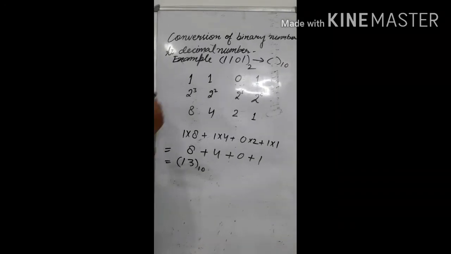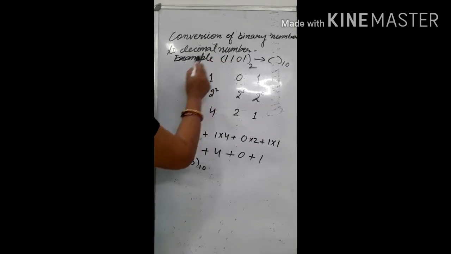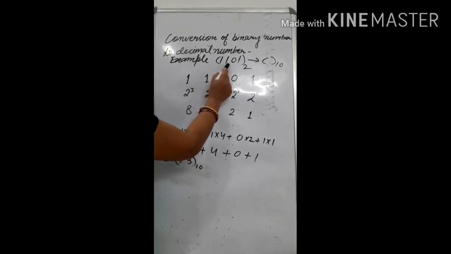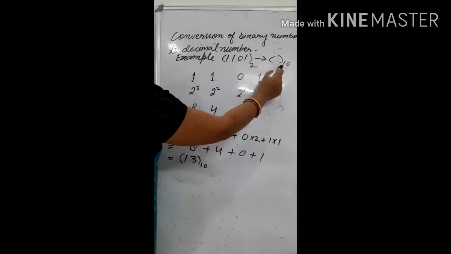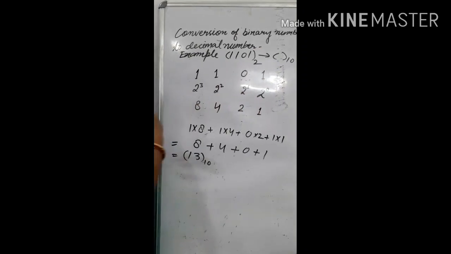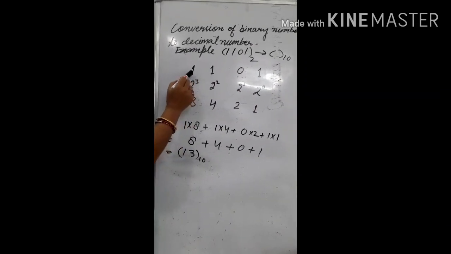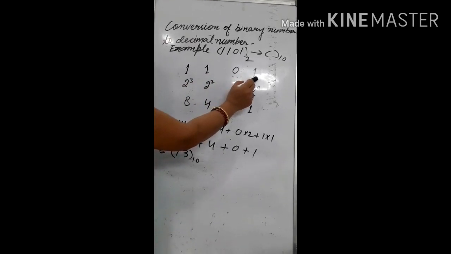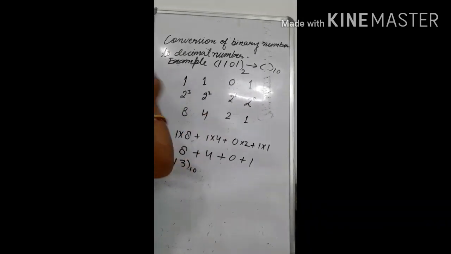Now we'll learn conversion of binary number to decimal number. For example, if you want to convert the binary number 1101 to its equivalent decimal, so how to do? Now first we'll write these binary digits 1 1 0 1. Then we'll write their place values of each digit.